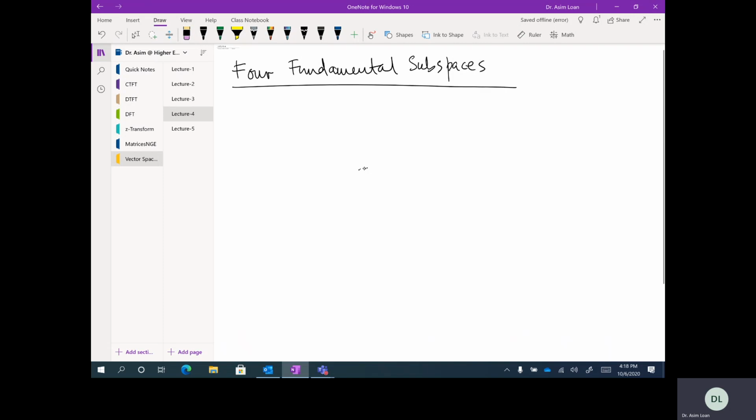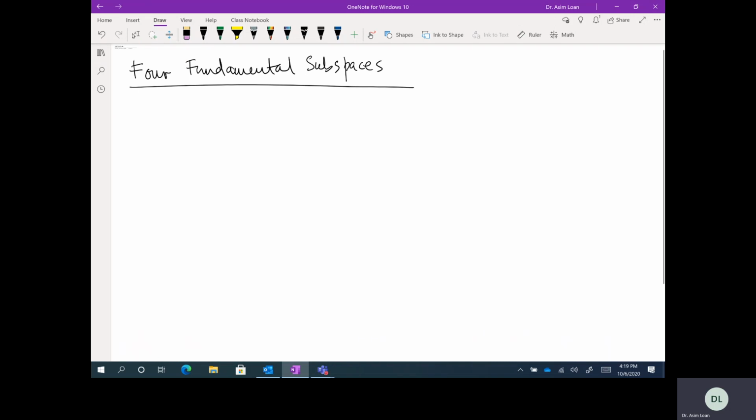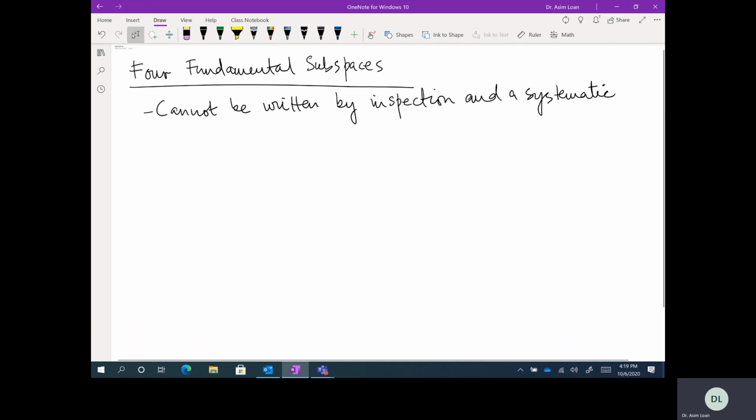So we cannot write them just by inspection. The four fundamental subspaces cannot be written by inspection, and a systematic procedure is necessary, which we are going to discuss today.